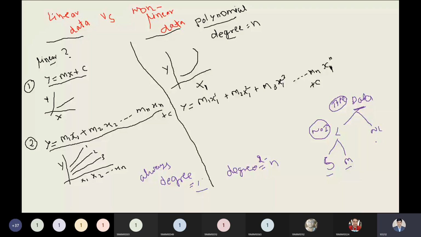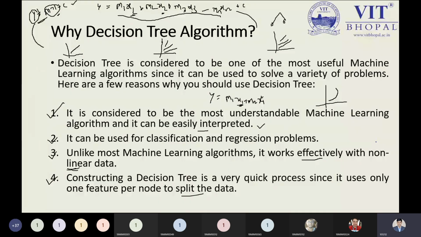Constructing a decision tree is a very quick process since it uses only one feature per node to split the data. So at each and every node we use one feature to split our information. That point describes why the decision tree algorithm is required. Now, is it clear?